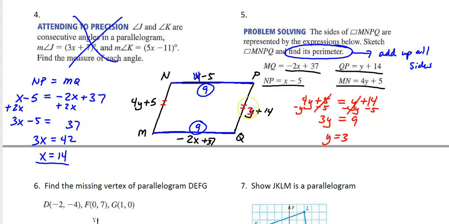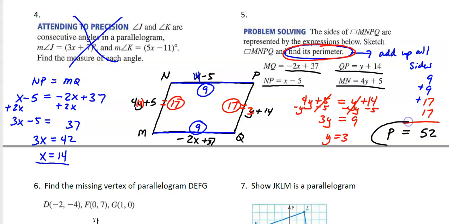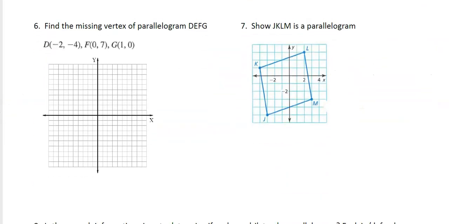So plugging that in, 3 plus 14, well, that's 17. And then 4 times 3 plus 5, that's 17. So now we can go back and we can find the entire perimeter by adding up the sides. We basically have 9 plus 17 plus 17. What's that? 34 and 18 is 52. So the perimeter, 52. A little bit tougher problem. Had to put quite a few things together.